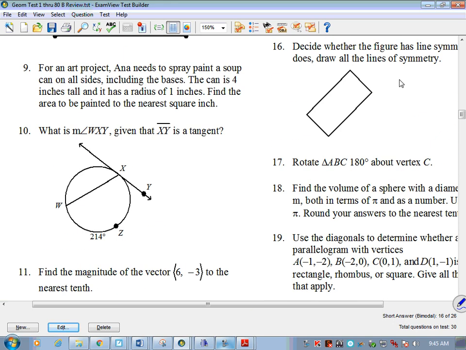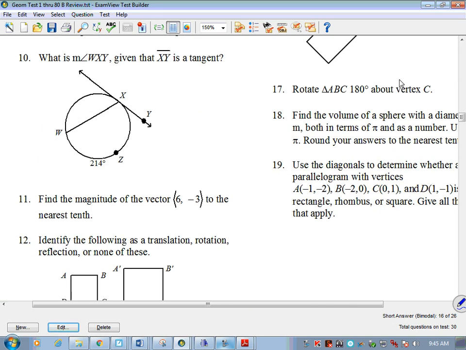Oh, we moved way down here. Number 10. This is going to be really similar to Erica's question from the lesson today. We want to find the measure of angle W X Y, this guy right here. Erica, can you tell me how I'm going to find that angle? Your question was the exact opposite. They gave you the angle and asked how to find the arc. Here we have the arc. How do we find the angle? Divide by 2. 214 divided by 2 is 107 degrees. Very good.